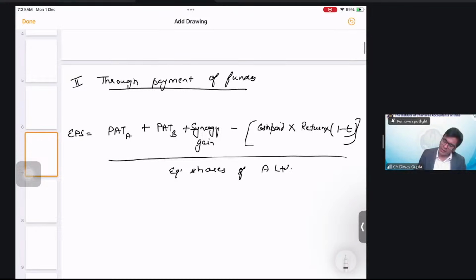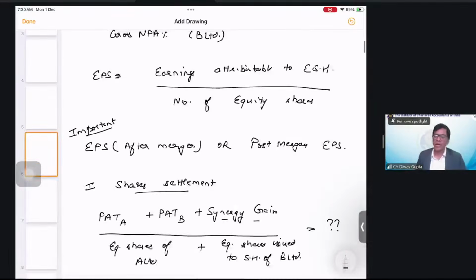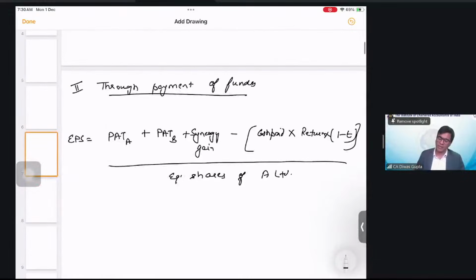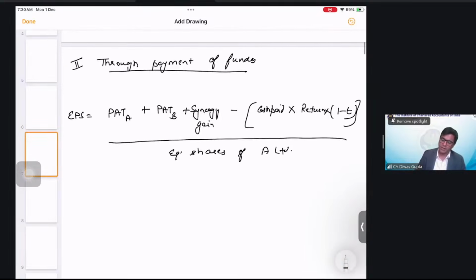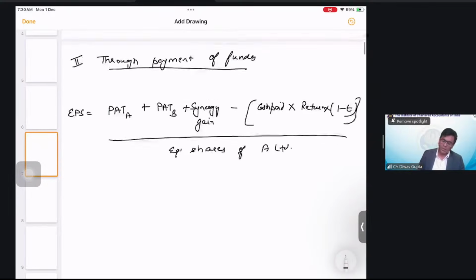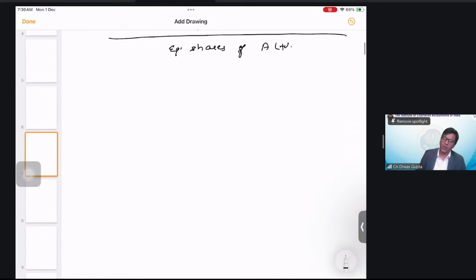Okay. So clear, in case we are paying through funds, through cash outflow, then how we can calculate the EPS is through this method. Clear? Okay. Then the next part is actually how do we denote synergy.